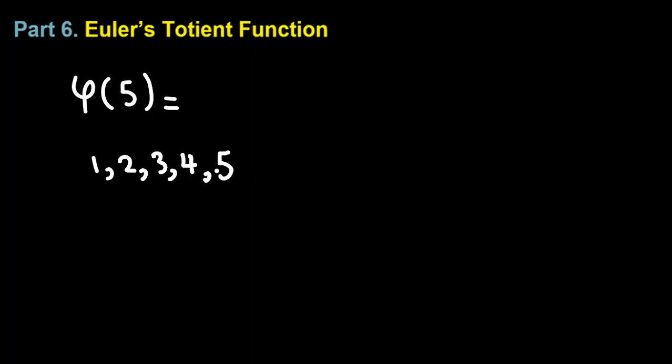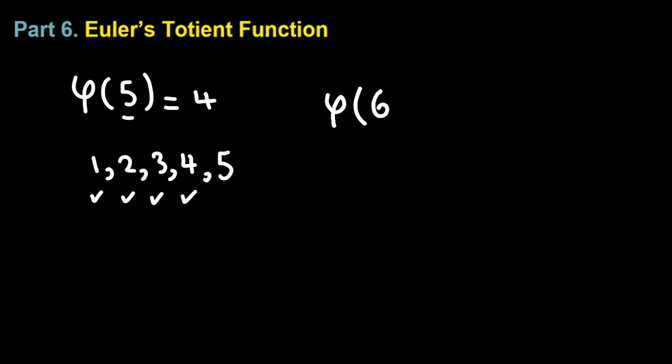Part 6, Euler's totient function. Look, for example, consider the sign phi of, for example, 5. It means you should consider 1 to n: 1, 2, 3, 4, 5, and see how many of them are relatively prime with 5. So 1, 2, 3, 4: 4 of them. So phi of 5 is 4.